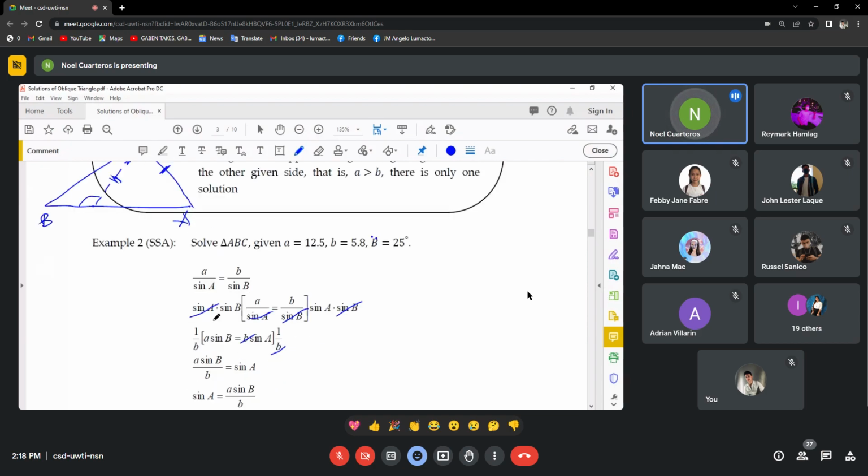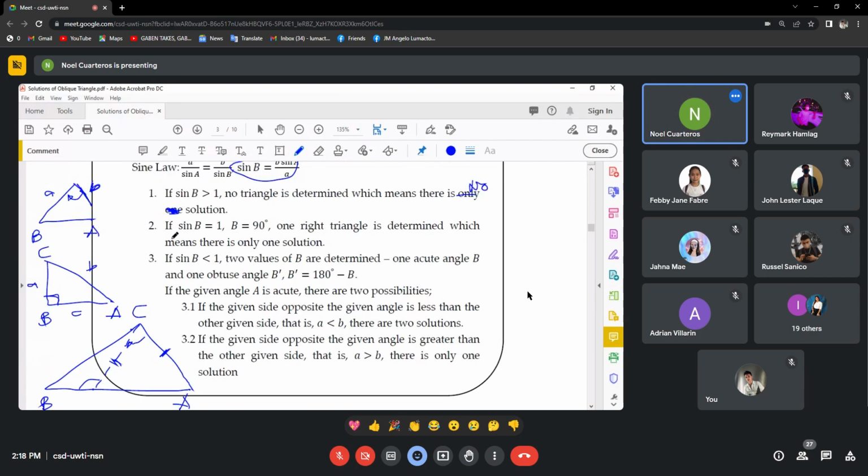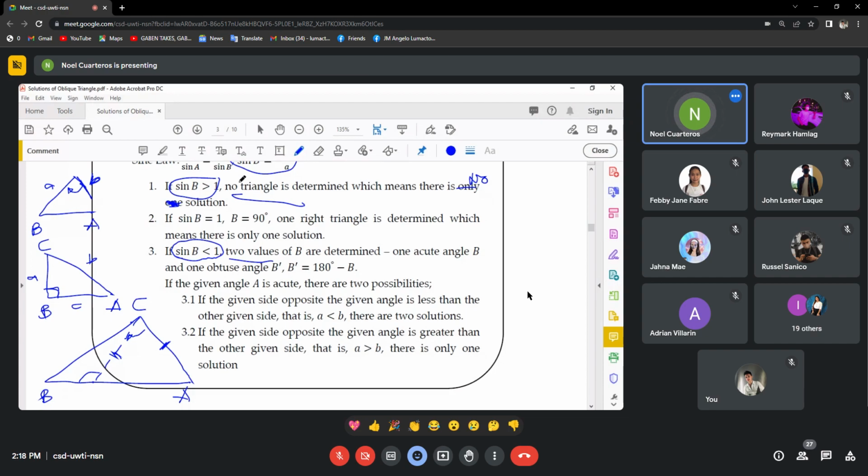So, duha ka triangle atong na-create ani nila. No? Okay, based sa test, if sine A is less than 1, then there are two triangles formed. Sabtan? Pero kung greater gani siya sa 1, walay triangle na iyang ma-form. So, stop na dili ka. Okay? I hope nasabtan ninyo ha.